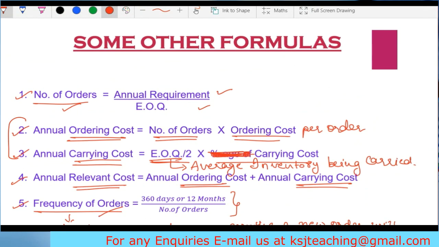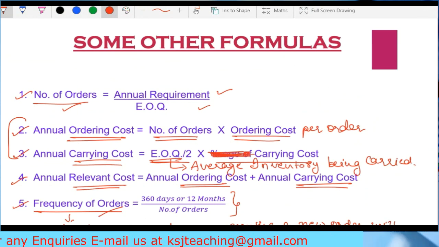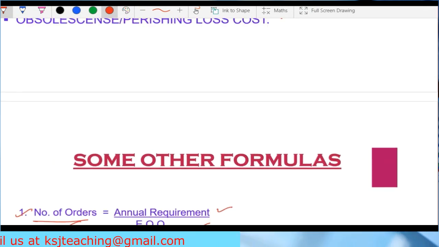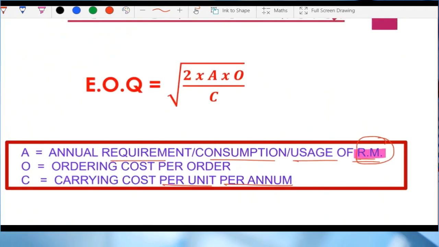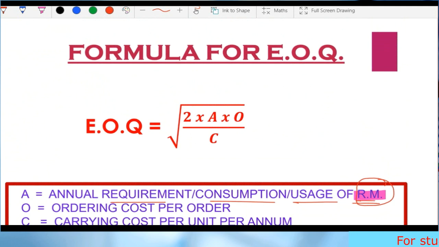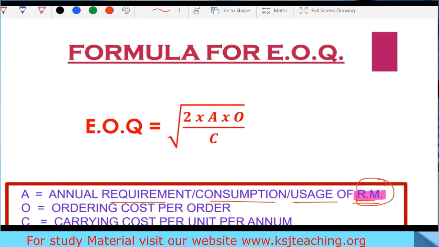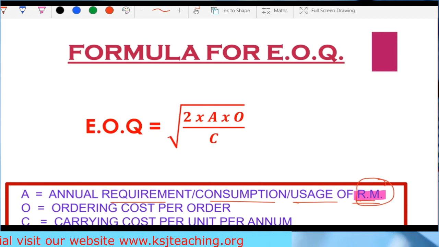Right, so let's summarize a bit, because the rest of the 3 questions I'll take up in the next lecture. Let's summarize EOQ, because this is why I'm spending so much time on it: it is one of the most important topics. So this is the first thing. A means the annual requirement of raw material, not the finished good. You have to be very clear with this.